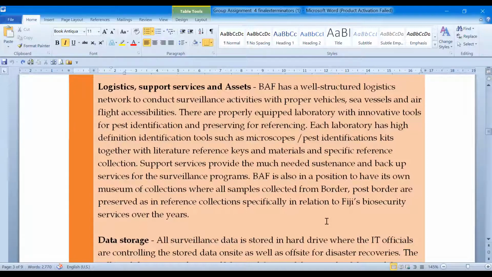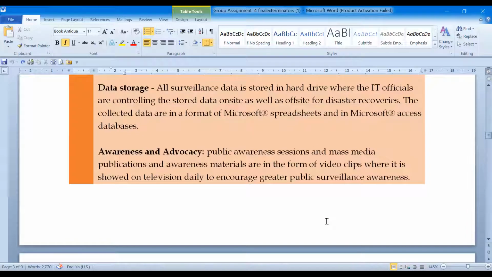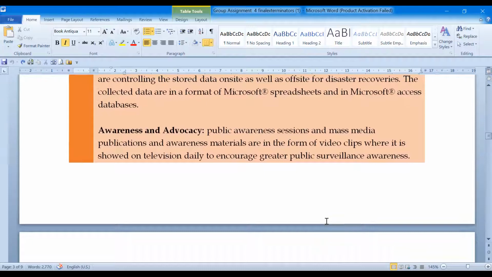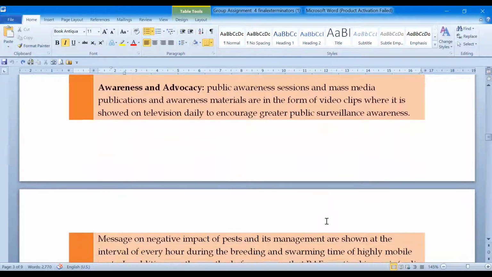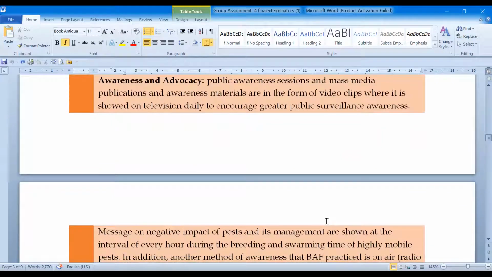And then in terms of data storage, all surveillance data is stored in a hard drive where the IT officials are controlling the stored data on site as well as off site for disaster recovery. So this is just to ensure the security of the data. And then our awareness and advocacy, public awareness sessions and mass media publications are also undertaken through video clips and on television.